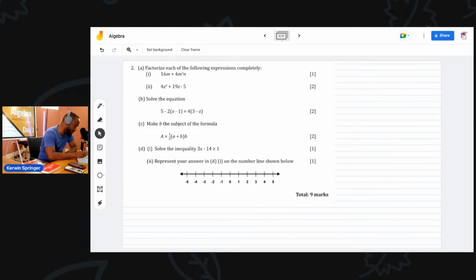For this one, what type of factorization? Basic. What about this one? What type of factorization are you feeling here?